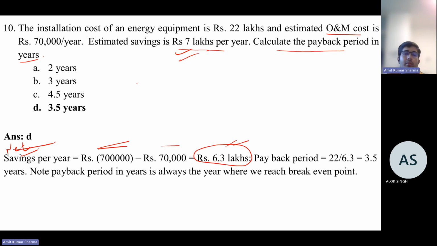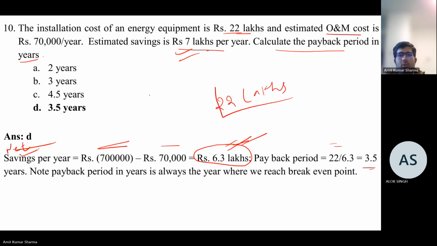So this 6.3 lakh is your net saving. Okay. And you have invested 22 lakhs initially. Just divide it. So 22 upon 6.3. So you will get 3.5 years. So in exact 3.5 years with 6.3 lakh savings per year, you will get 22 lakhs. Okay. So it means that this 3.5 year is your payback period. Payback period for what? Payback period for your invested money. So the answer will be D.